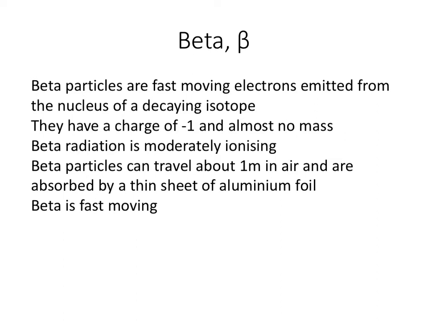Beta particles can travel about 1 metre in air, so they can travel far further than alpha in air, and are absorbed by a thin sheet of aluminium foil. So kind of like the stuff you'd use at home or in your cookery lessons, that will absorb beta radiation. Beta radiation is relatively fast moving.